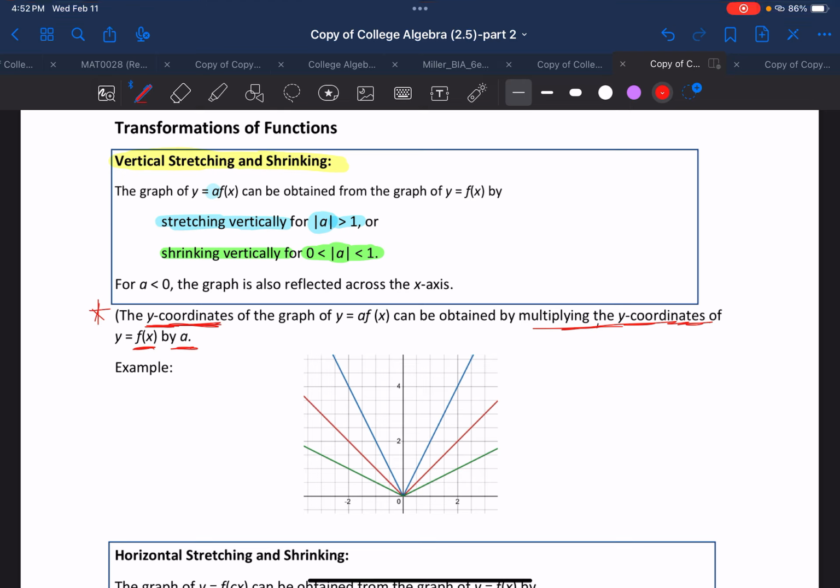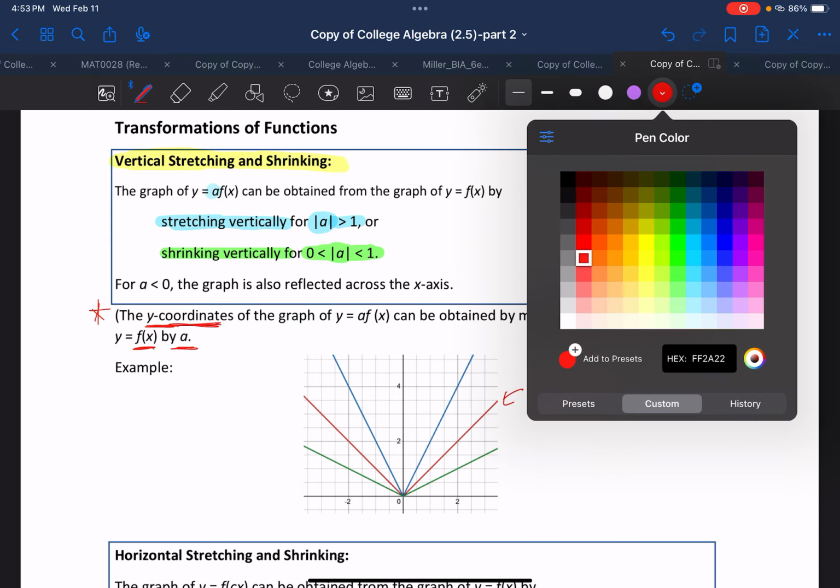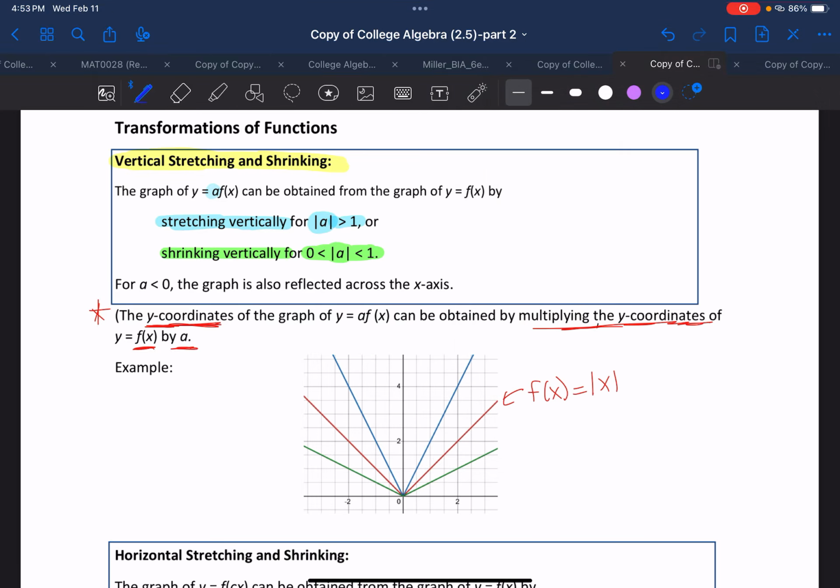So this one is the base graph being used in this example, and that is the absolute value of x, if you look back at your library of functions. The one in blue is the one that's being stretched vertically, and it's being stretched vertically by a factor of 2. So this is 2 times f of x, which is equal to 2 times the absolute value of x.